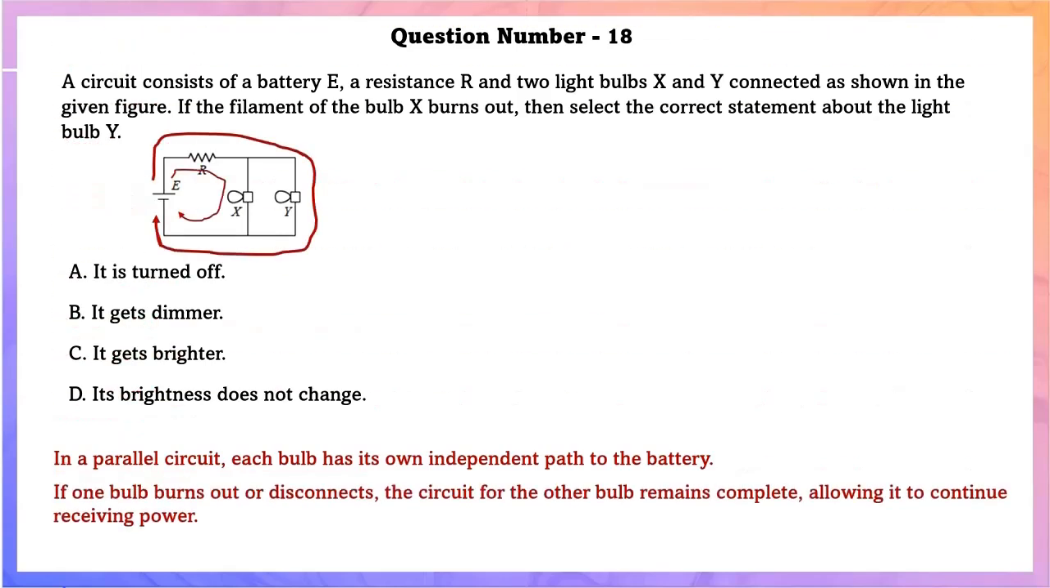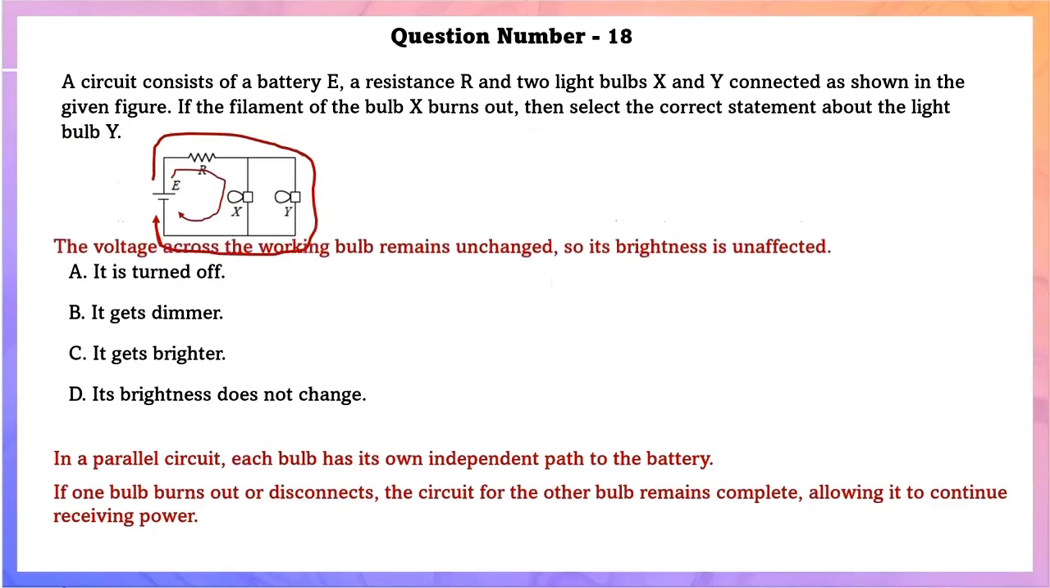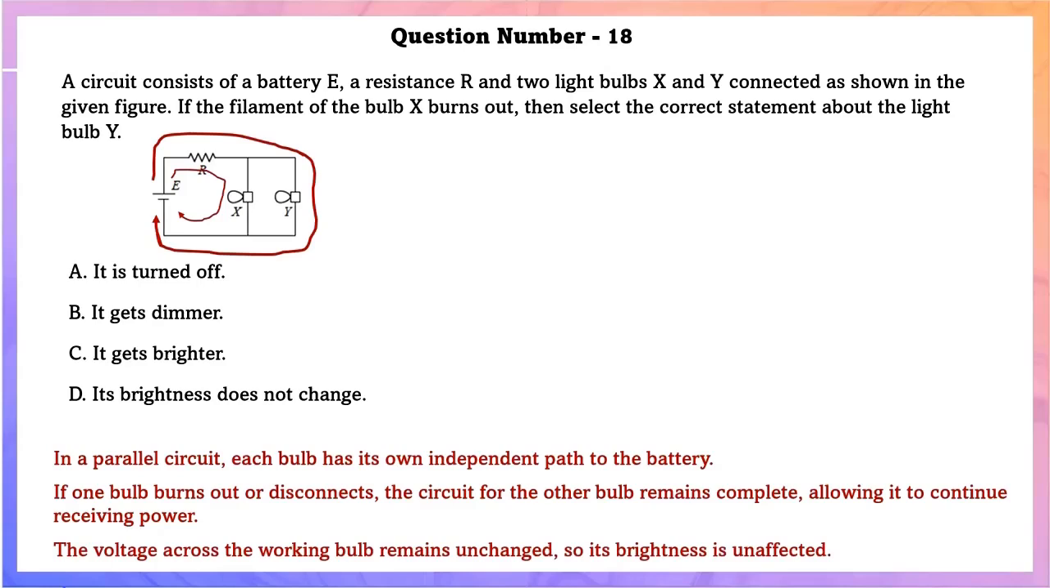If one bulb burns out or disconnects, the circuit for the other bulb remains complete, allowing it to continue receiving power. The voltage across the working bulb remains unchanged, so its brightness is unaffected. Therefore, the answer is option number D. Its brightness does not change.